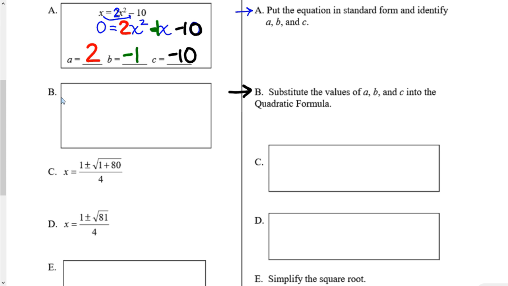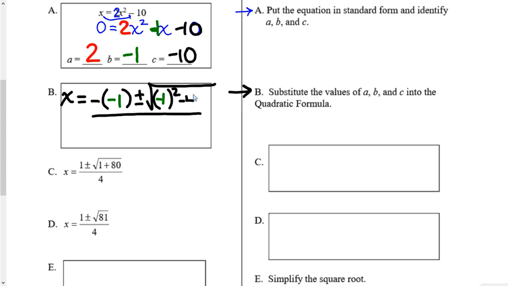The next thing I'm going to do is to substitute the values of a, b, and c into the quadratic formula. Remember, my formula starts out with x equals, then the opposite of whatever b was. So the opposite of negative 1. You could just write down a positive 1 if you wanted to. Then we have plus or minus the square root. I'm not going to simplify anything while I'm plugging in. I've got b squared, which is negative 1 squared, then minus 4 times a times c. My a was the 2, and my c was the negative 10. All of that was over 2a, and again, a was positive 2.